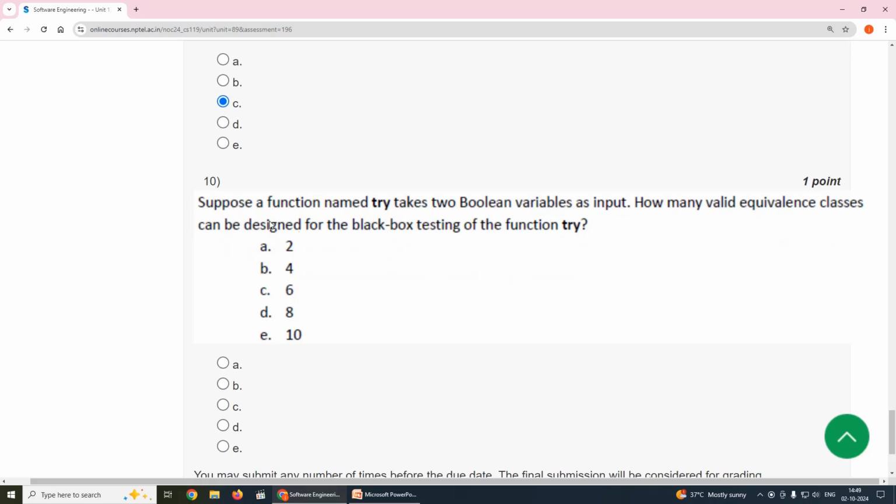10th question, suppose a function named try takes 2 boolean variables as input. How many valid equivalence classes can be designed for the black box testing of the function try? Our suggestion is 2, option A.